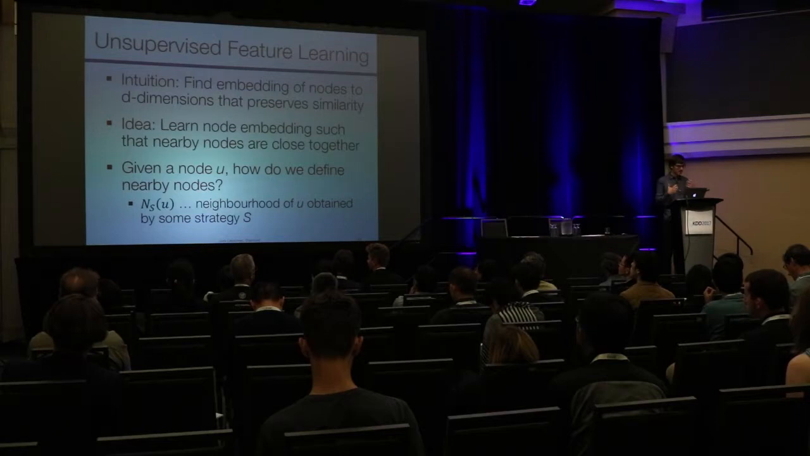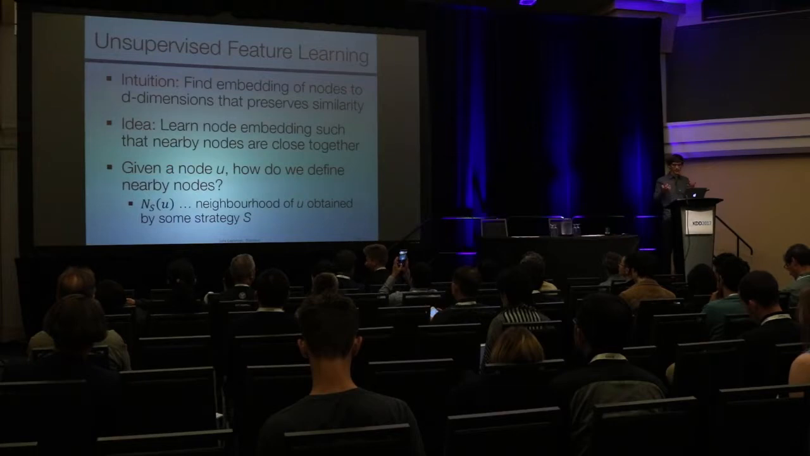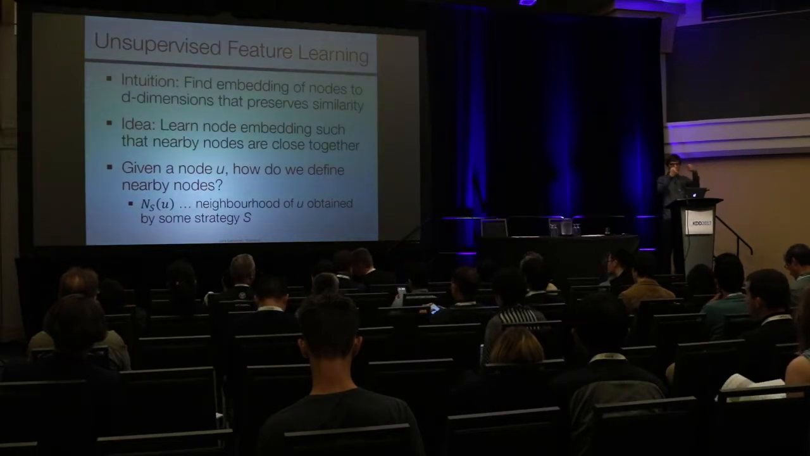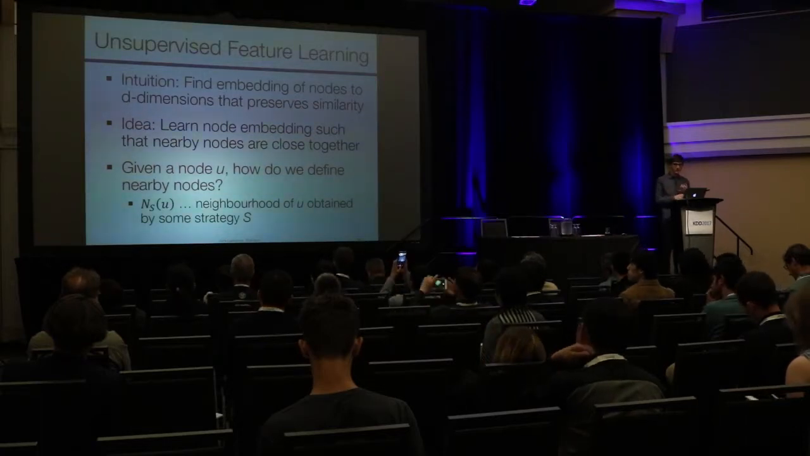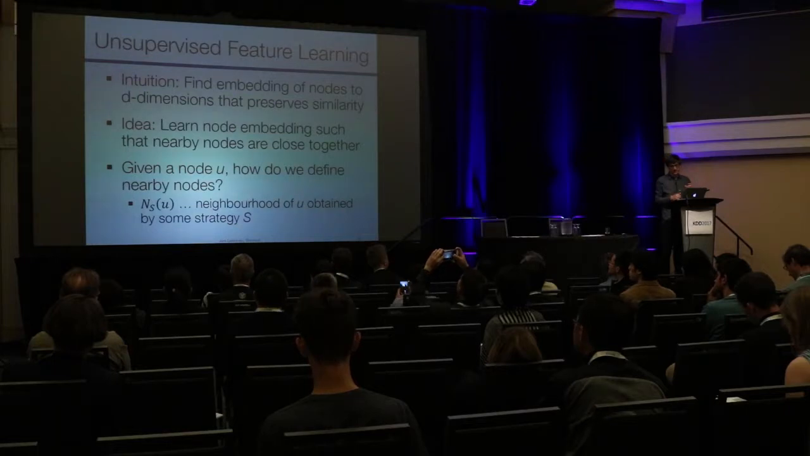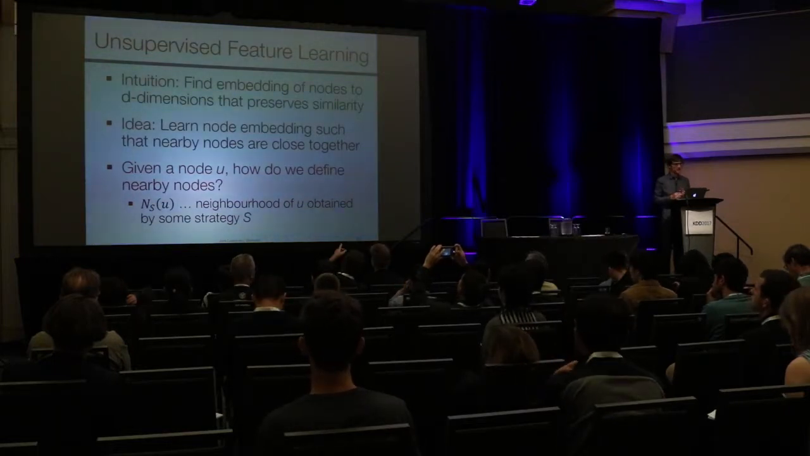I'm keeping this abstract, I'll make it concrete later. So the idea is that I want to learn an embedding such that nodes that are close in the network are also embedded in the same part of the feature space. The first thing I need to do, if I want to make the intuition precise, is to say, given a node, how do I define nearby nodes?